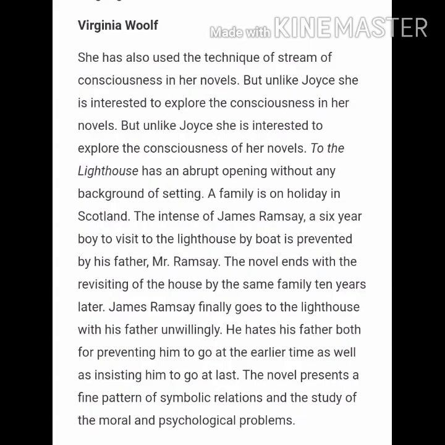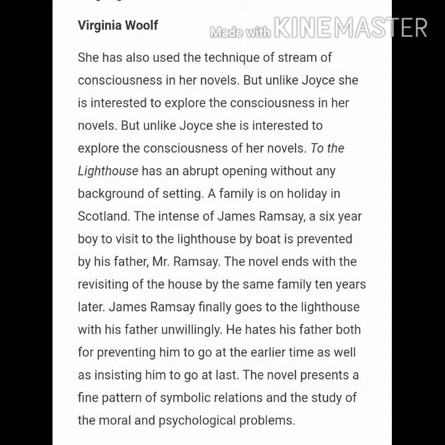Virginia Woolf. She has also used the technique of stream of consciousness in her novels. But unlike Joyce, she is interested in exploring consciousness in her novels. To the Lighthouse has an abrupt opening without any background of setting. A family is on holiday in Scotland.